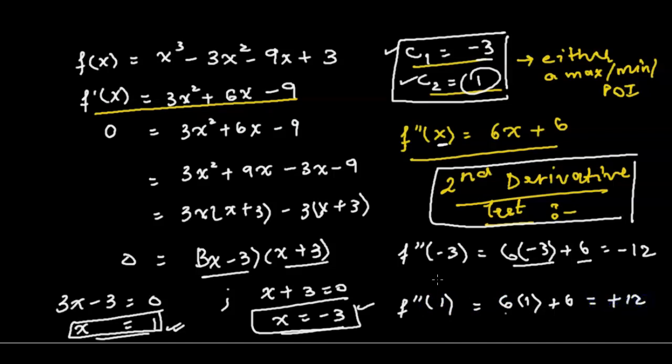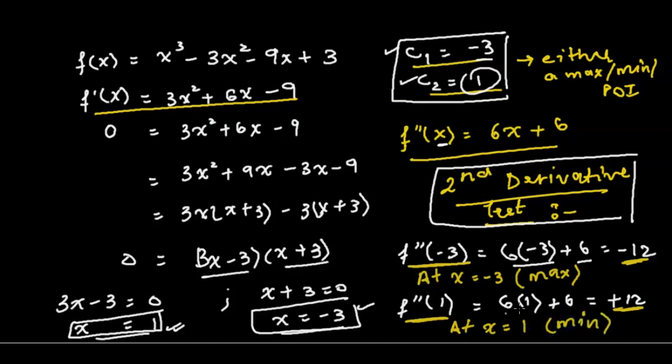So always remember, the critical number at which the second derivative gives us a negative value, that critical number would show us a maxima point. Whereas the critical number that gives us a positive value in the second derivative would show us a minima point. Therefore, we can say at x equal to negative 3, we see a max, and at x equal to 1, we see a min. Let's understand this with an example.